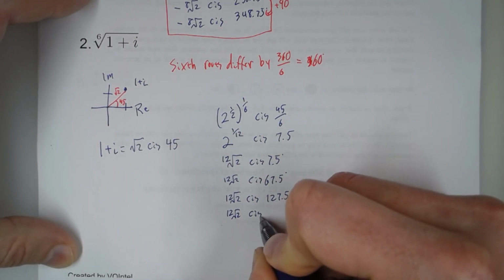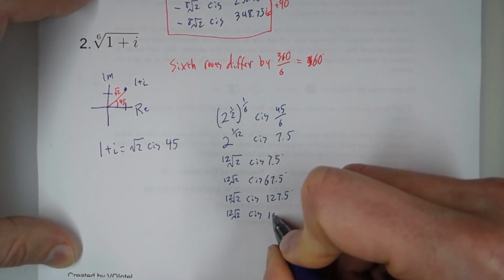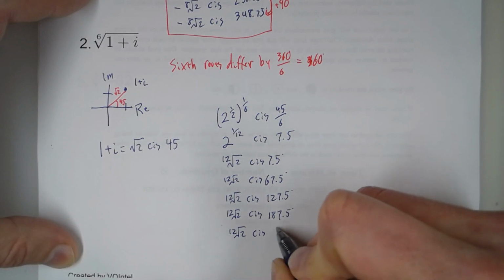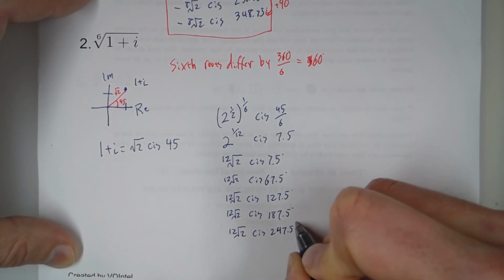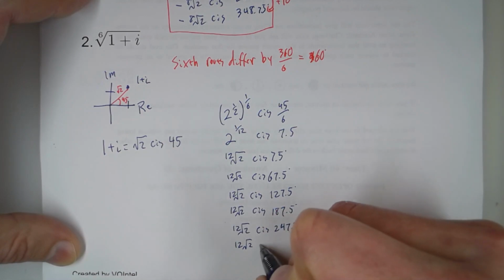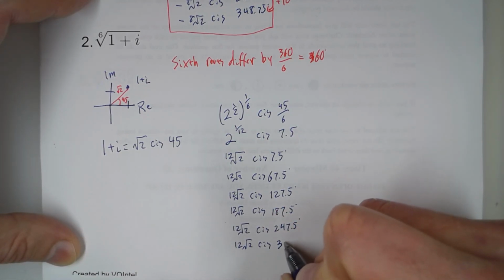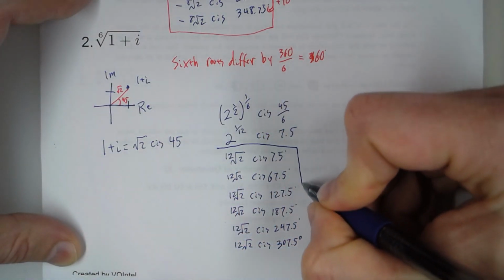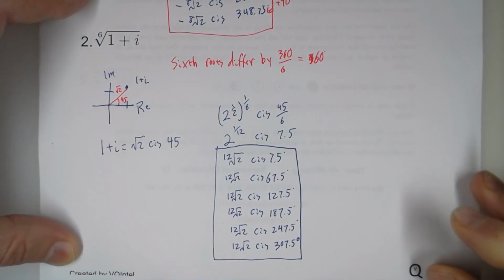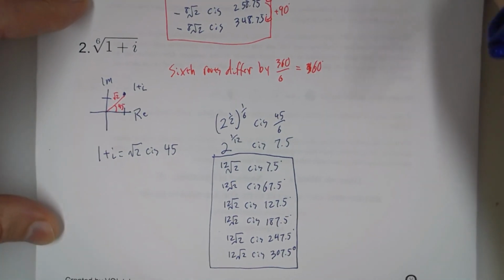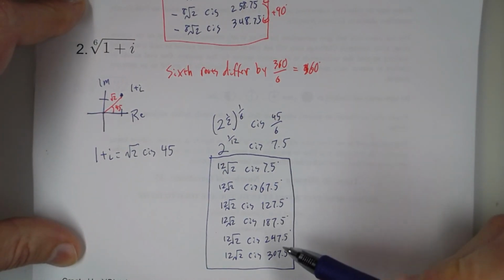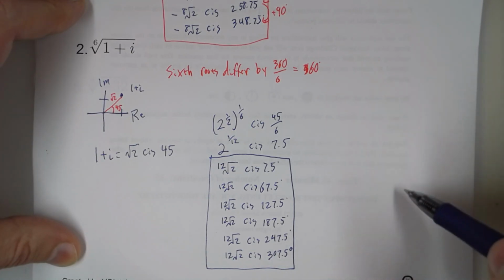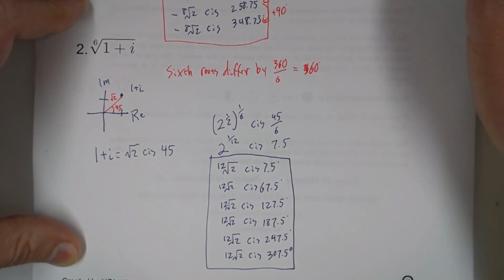12th root of 2 cis 187.5. 12th root of 2 cis 247.5. 12th root of 2 cis 307.5. And so here are all sixth roots of 1 plus i. And what's really cool is that if you were to graph all of these, they would all be a circle, equally spaced, all the same distance away from the origin.